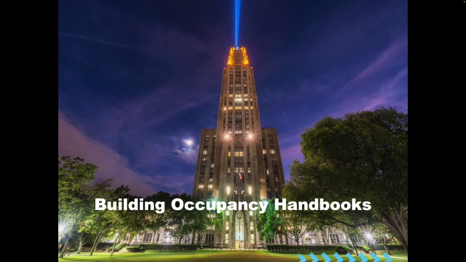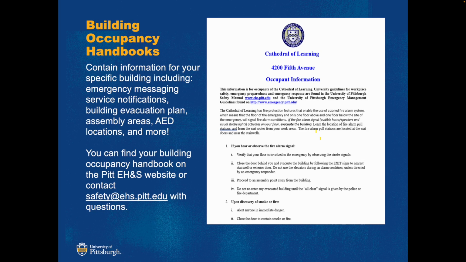Building occupancy handbooks are an important source of safety and wellness information. These handbooks contain information for your specific building, including the audible and visual components of the building emergency messaging notifications, building evacuation routes and plans, short-term and long-term assembly areas, AED locations, and other information to help you prepare for emergencies. You can find your building occupancy handbook on the Pitt EH&S website, or you can contact EH&S at safety@ehs.pitt.edu with questions.